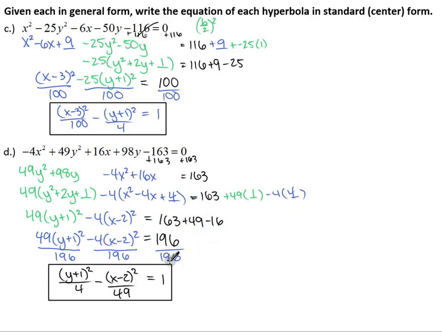Combining all these, we get 196, which is 14 squared, by the way. And then you can divide everything by 196. This and this should nicely reduce away, and we get nice denominators of 4 and 49.